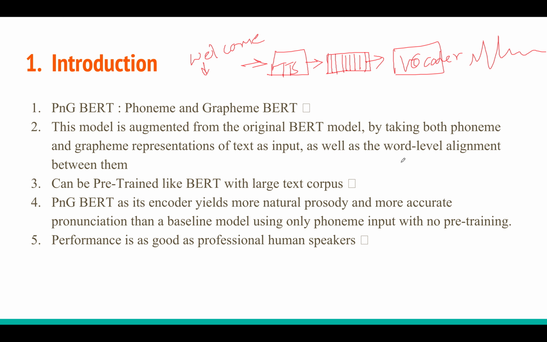Along with that, they also use word-level information, or word-level alignment between the graphemes. I will explain that word-level alignment in the coming slides. It's a part of the model architecture, so there is word-level information provided to the model along with the tokens, which are obviously the phonemes and graphemes.